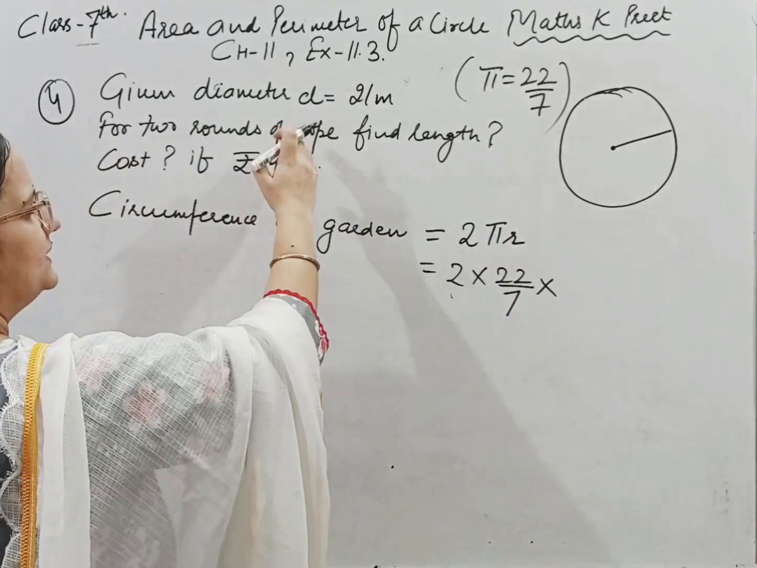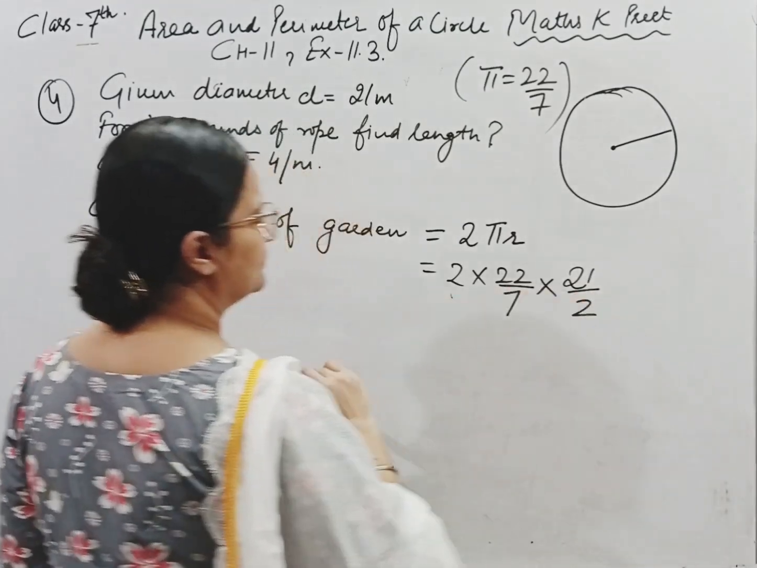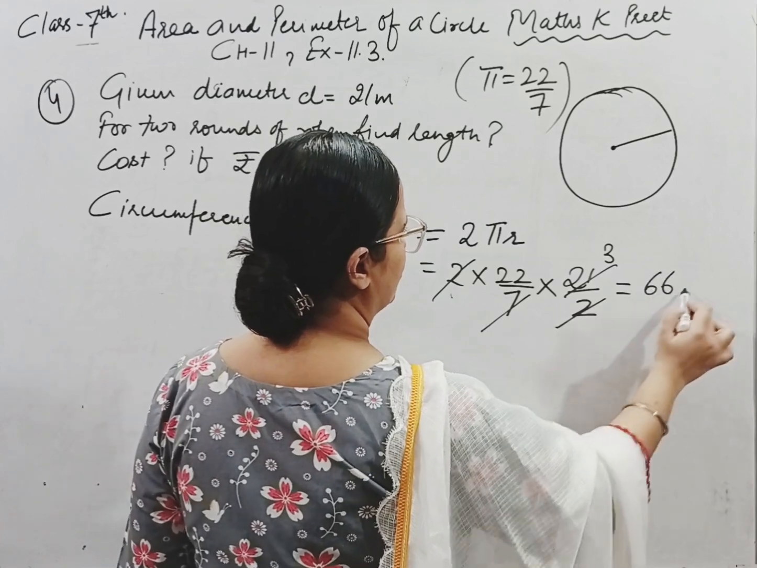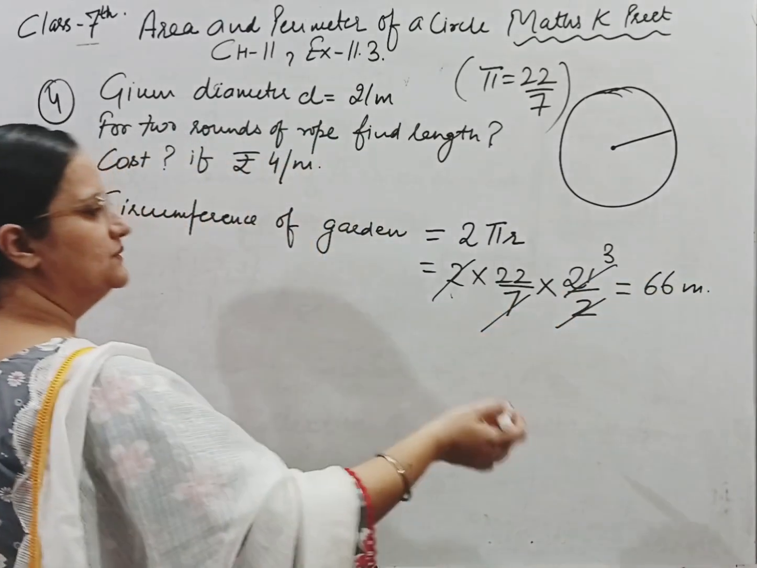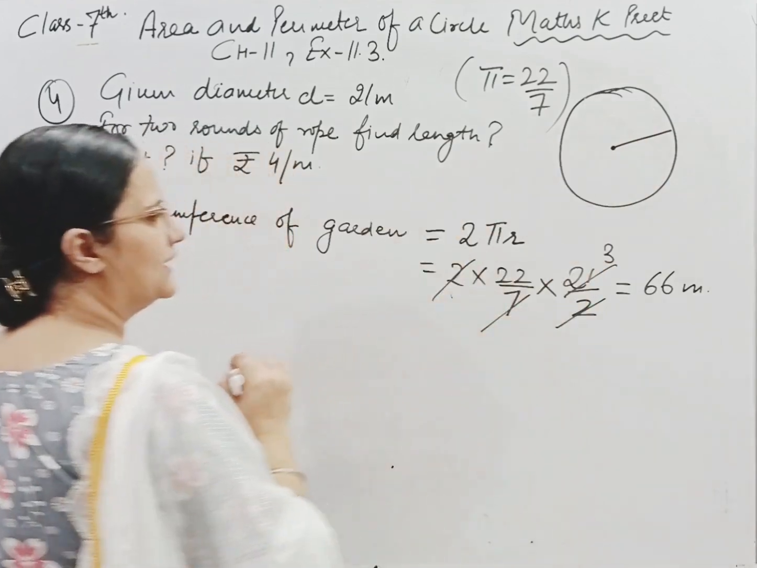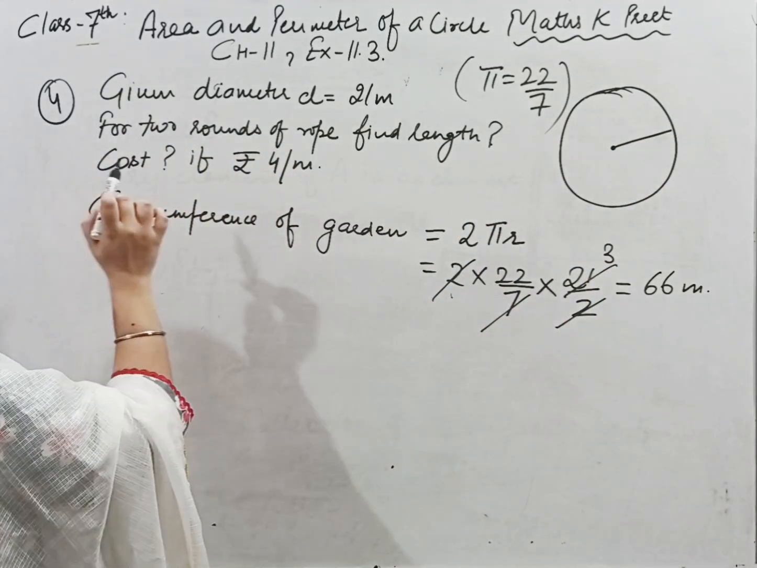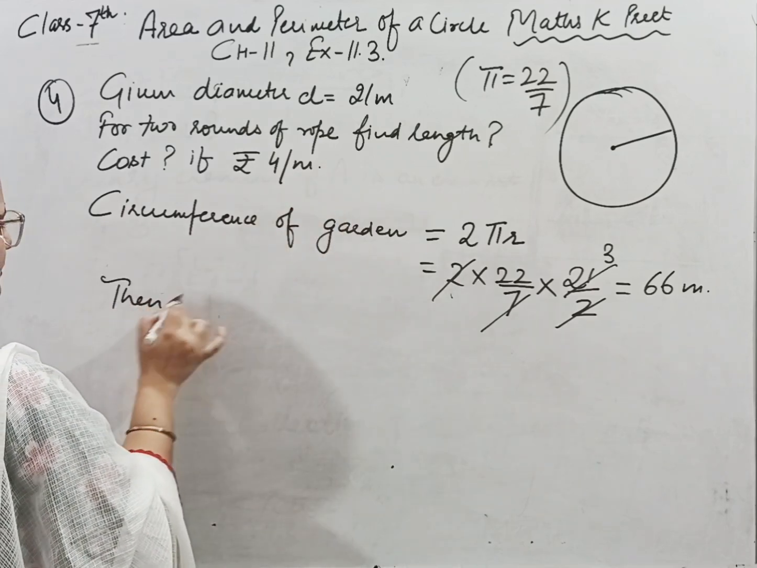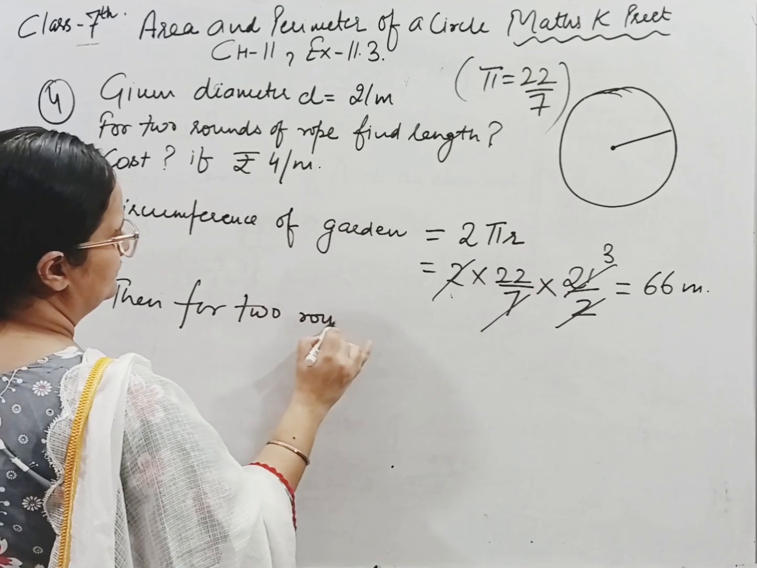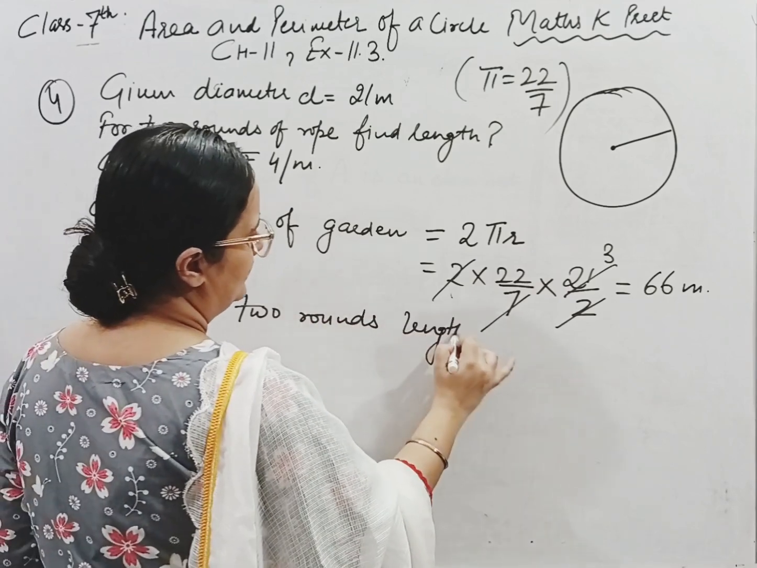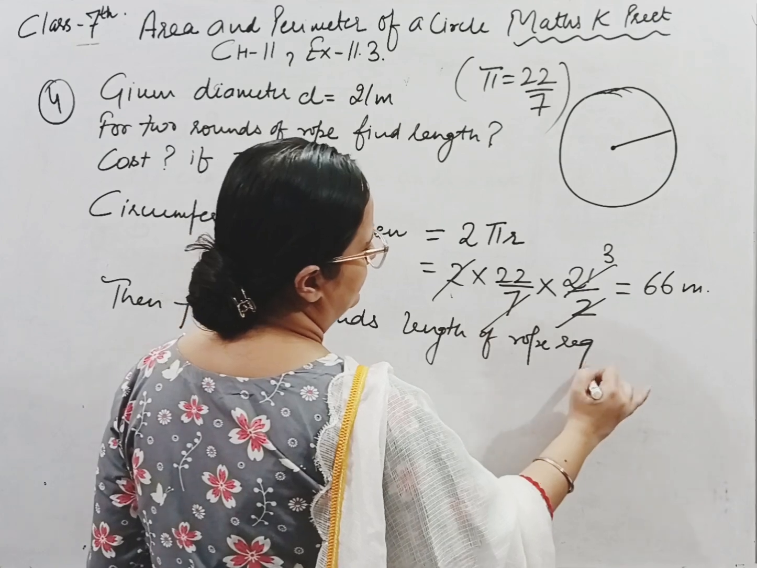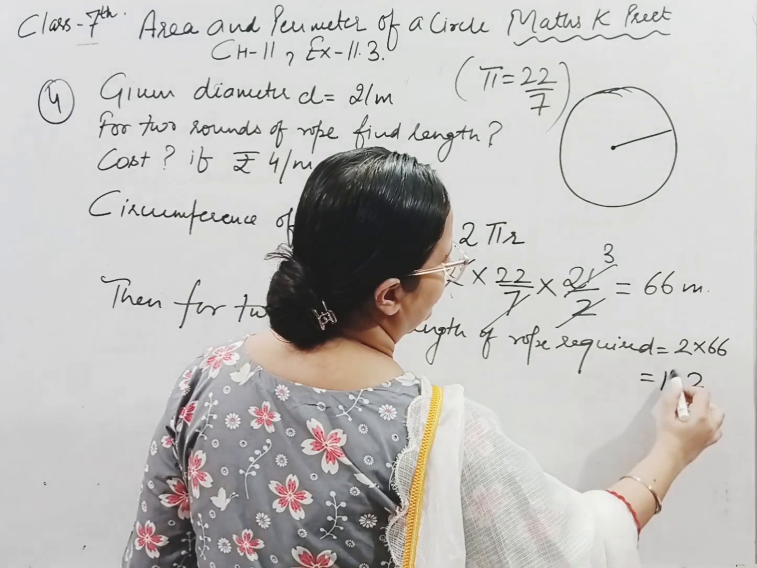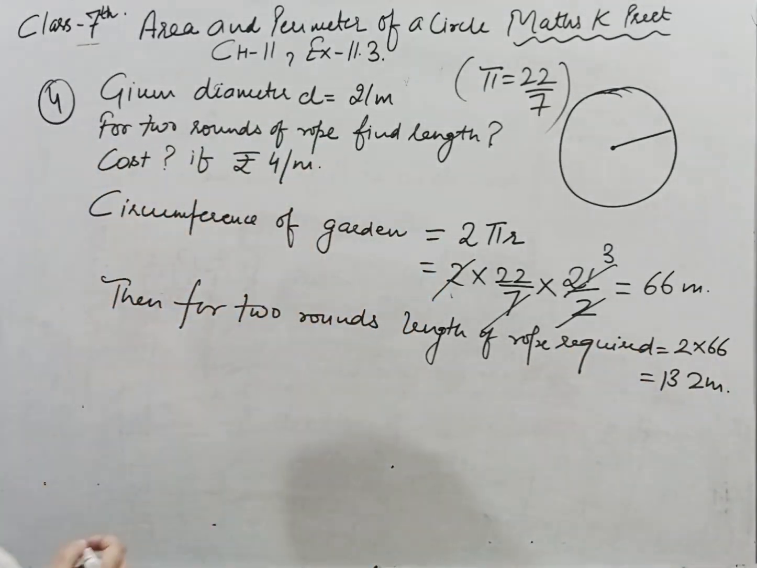What will be the value of r? If diameter is 21, it will be 21 by 2. So here we can cancel the things out. So we are left with 66 meter. 66 meter is the circumference of this circular garden, but we have to fence it with a rope and we have to give 2 rounds to the rope. So for 2 rounds, length of rope required will be 2 into 66. That means 132 meters of length of rope is required.